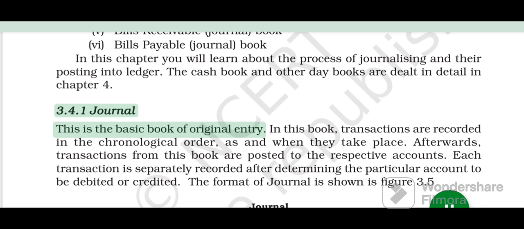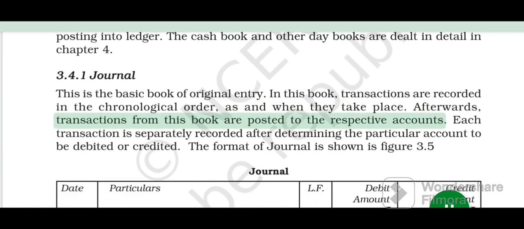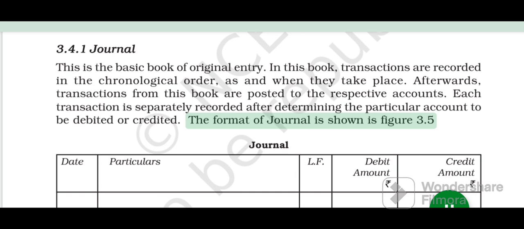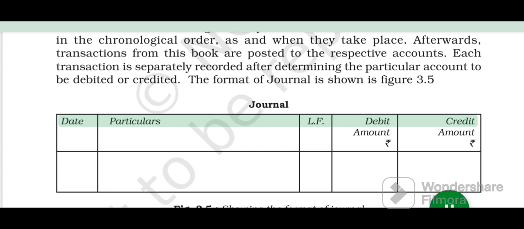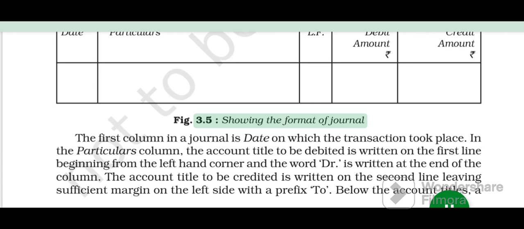3.4.1 Journal. This is the basic book of original entry. In this book, transactions are recorded in the chronological order, as and when they take place. Afterwards, transactions from this book are posted to the respective accounts. Each transaction is separately recorded after determining the particular account to be debited or credited. The format of journal is shown as figure 3.5. Journal. Date, particulars, LF, debit amount, credit amount. Fig. 3.5. Showing the format of journal.